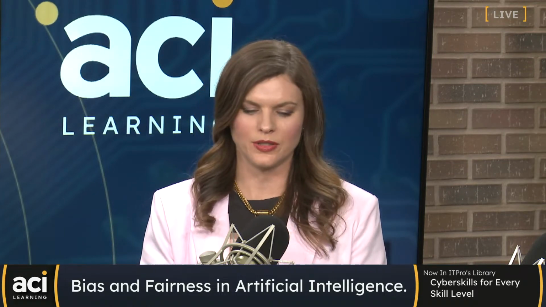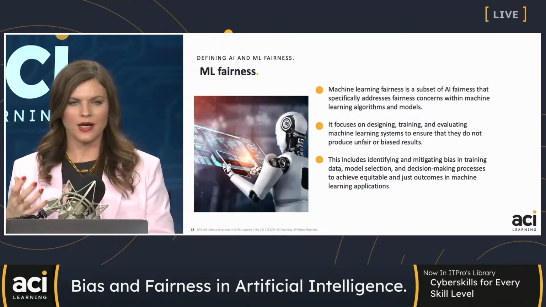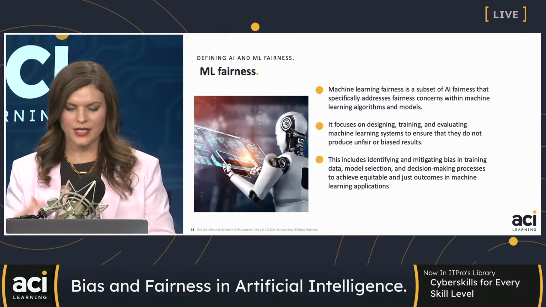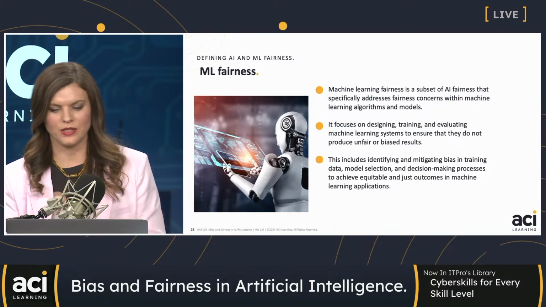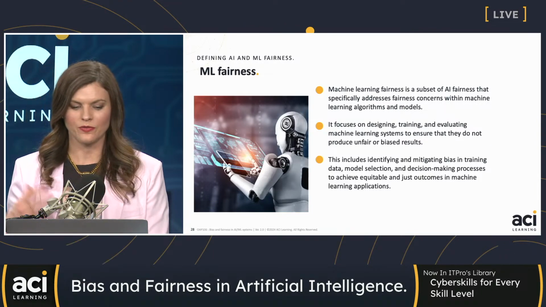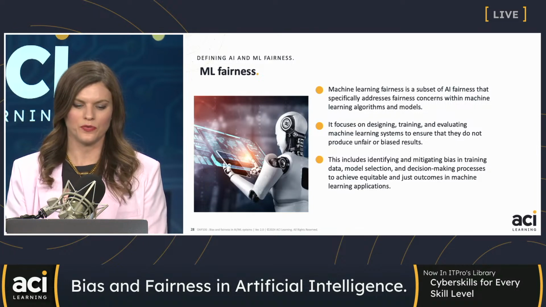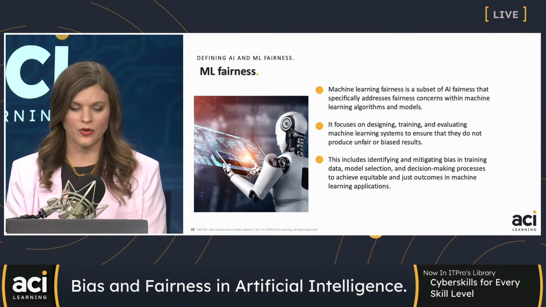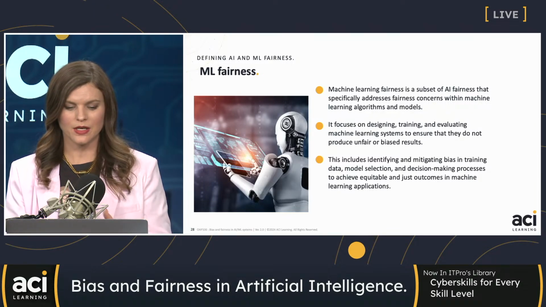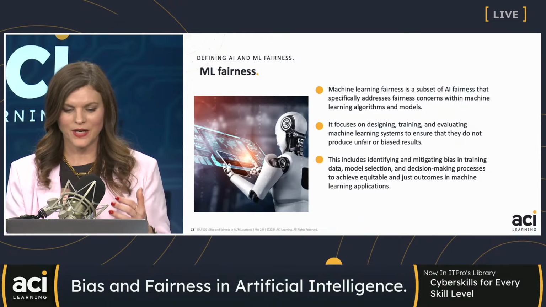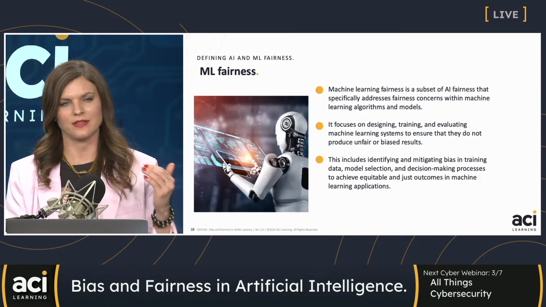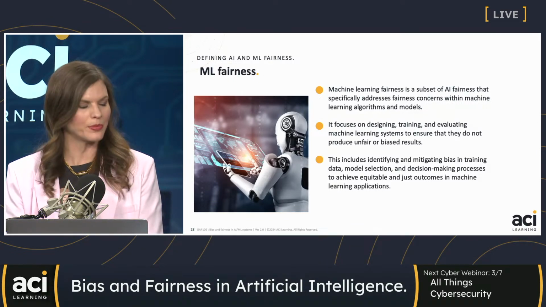And with machine learning, the primary focus is to be able to design, train, and evaluate machine learning systems in a way that prevents the production of unfair and biased results. So, machine learning fairness really encompasses strategies for identifying and mitigating biases at various stages of that machine learning pipeline.